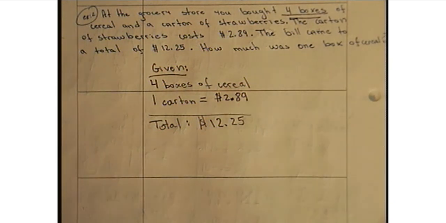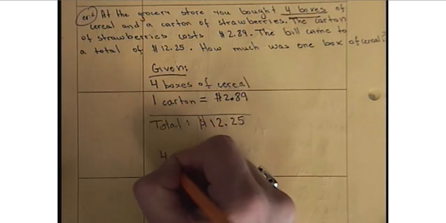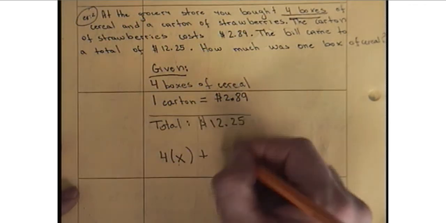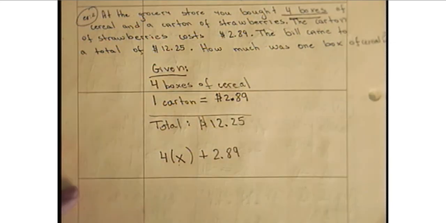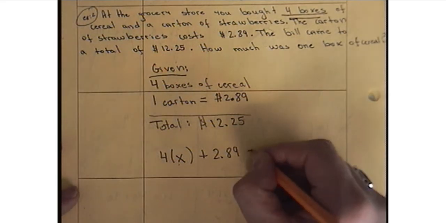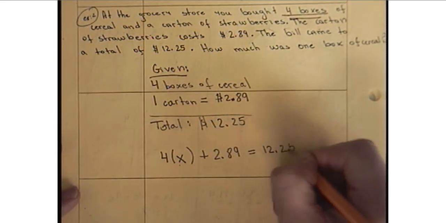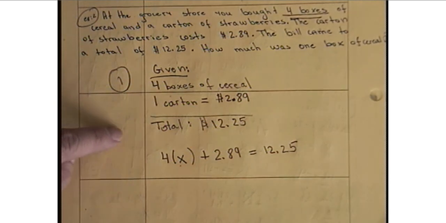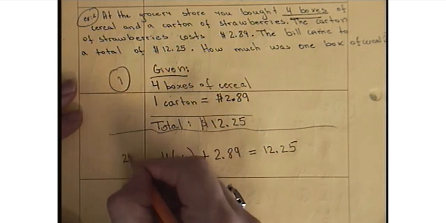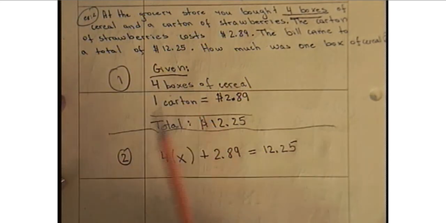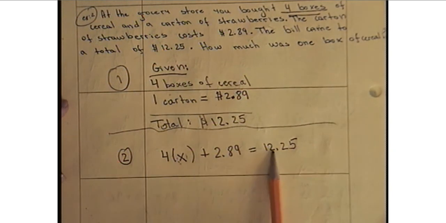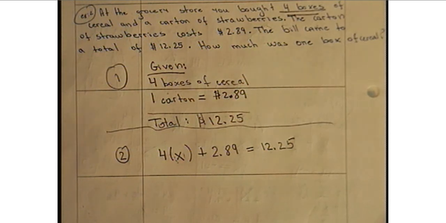So the equation you have to set up will look like this: 4 boxes times x, the price of the boxes, we don't know how much it is, plus 2.89 that you spent for the strawberries, is equal to total of $12.25. So, step 1, when you have a word problem, write down what is given, what information we have. Step 2, you have to set up the equation. We have given that there are 4 boxes of cereal, we don't know their price, that's what we're looking for. We have 1 carton of strawberries, and this whole thing equals $12.25.